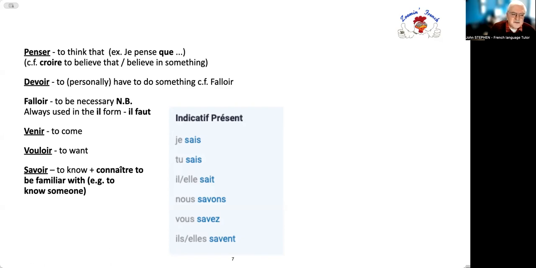So let's go through savoir, which again, it ends in OIR, but it conjugates in its own way. Here we go. Je sais, tu sais, il sait, nous savons, vous savez, ils savent. Not tricky, but again, you'll see similarities here between IR verbs and ER verbs.